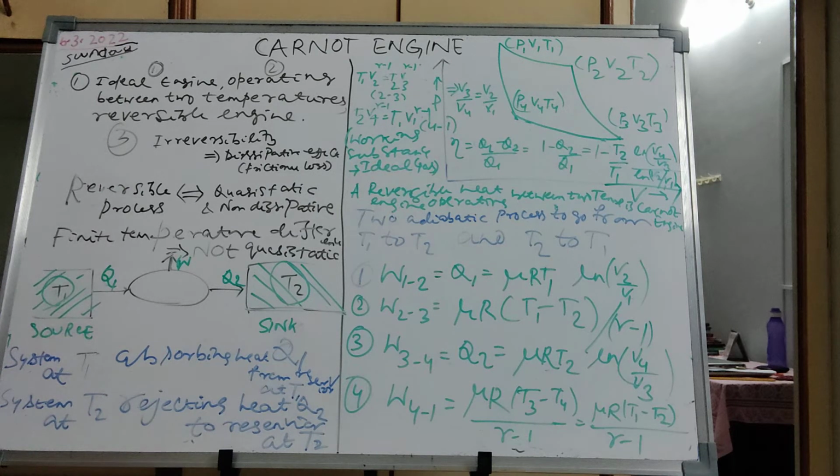So a reversible process is quasi-static and non-dissipative. It means there is no loss, no frictional loss or any other loss, in the case of a reversible process. And it is quasi-static, very, very slow. Quasi means almost static.